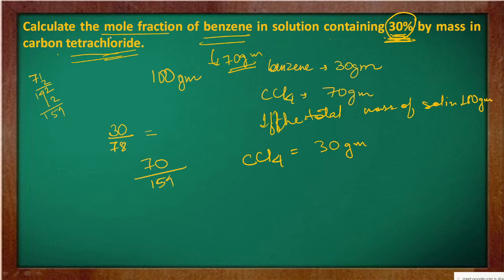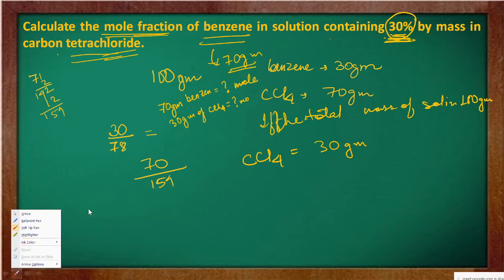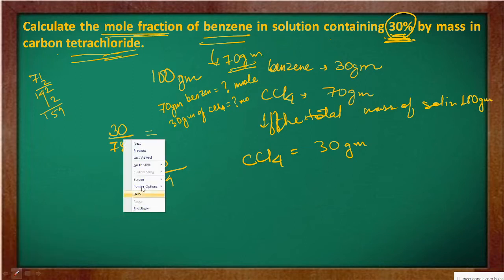Now you have to calculate the mole fraction of these two compounds in the total solution. So for this, first of all you have to see that 70 gram of benzene is equal to what mole of benzene, and 30 gram of carbon tetrachloride, meaning CCl4, is equal to what mole of carbon tetrachloride. Now how to do this? Let's see. If you have any problem with the question, you can open your book. It is a question from the book.